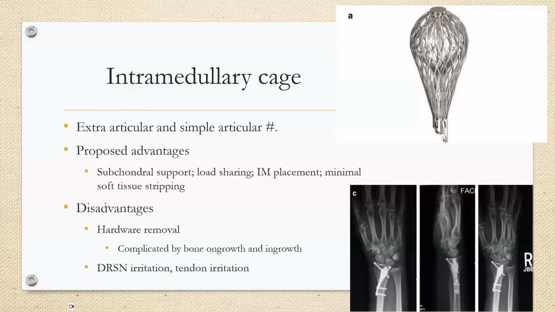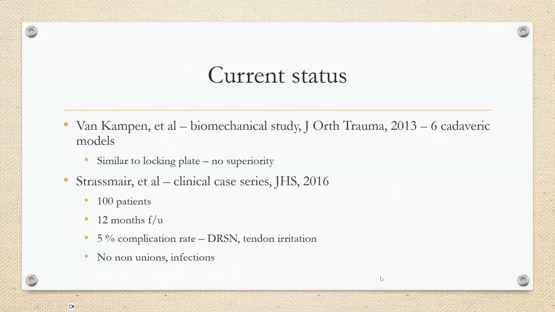However, the prominent disadvantages include hardware removal, which can be complicated by both overgrowth of bone at the side plate site as well as significant ingrowth of bone into the scaffold. So they have reported removal is relatively atraumatic or not a complicated process, but I couldn't come across how they go about the removal. Possible complications include incision site morbidity and possible tendon irritation.